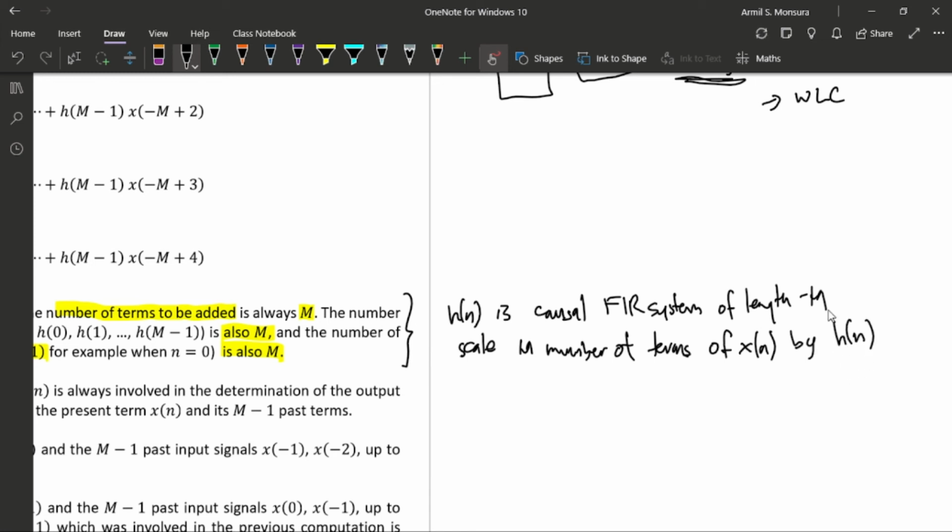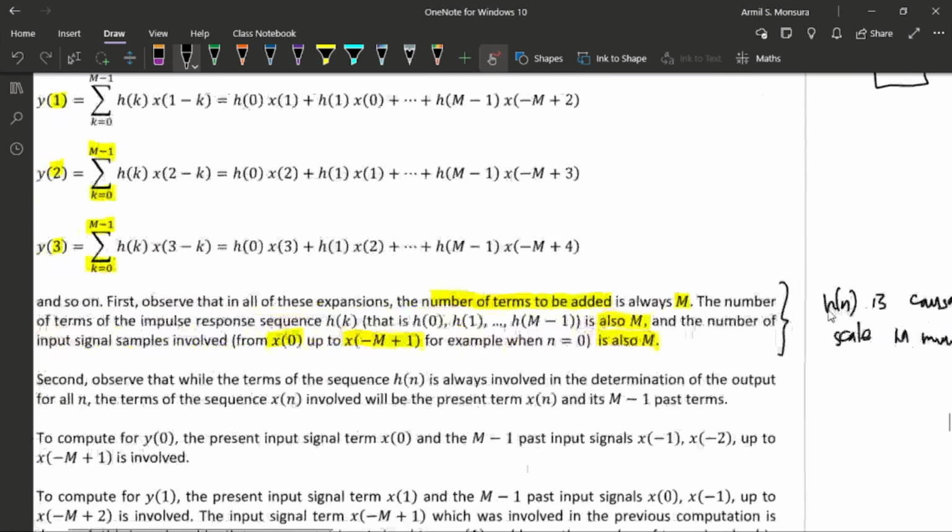So at any given time that we are attempting to compute, i-involve lang natin yung m number of terms of xn, regardless of how long your xn is. Ang may involve lang lagi sa kanya is m number of terms. Yung m number of terms na yun lang lagi yung i-involve natin.